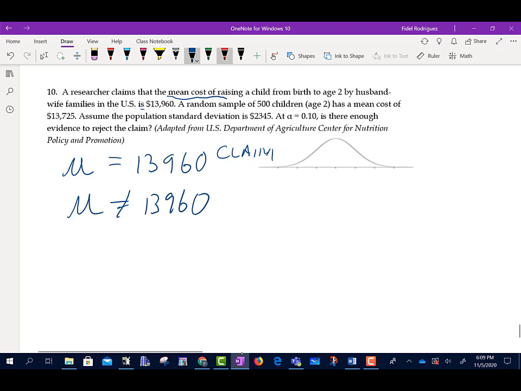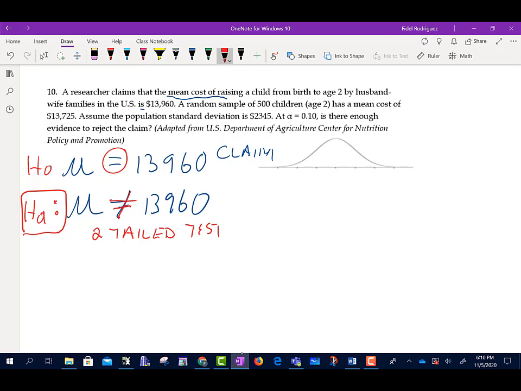So remember, now that I have that part, my null always has the equal to part. So that's my H0, and the other one is going to be my Ha. Now, second thing we're going to do, we're going to look at our Ha. Because this is not equal to, this is telling me that this is going to be a two-tailed test. So we're going to have our two tails like that. And if alpha is 0.10, then each of these would be 0.05, because it has to be half of them.